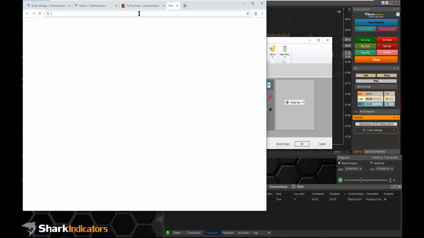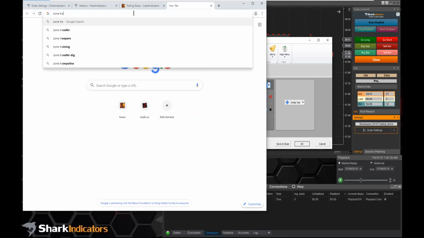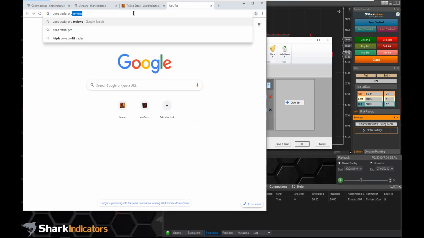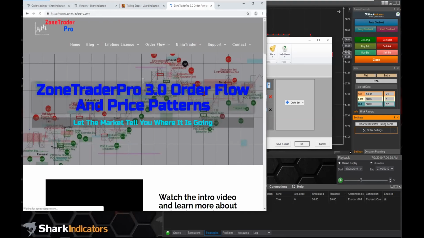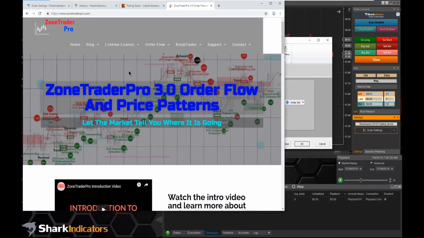Let's type that in. There we go, Zone Trader Pro. And yes, I think this is it. And yeah, here's his indicator. So you can check and see if they have an indicator that outputs what you're looking for from the volume profile, and whether or not it's compatible with Bloodhound and or BlackBird.